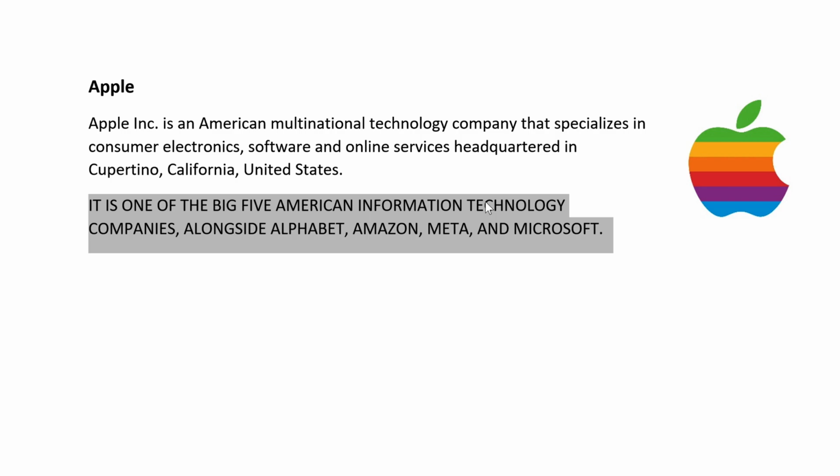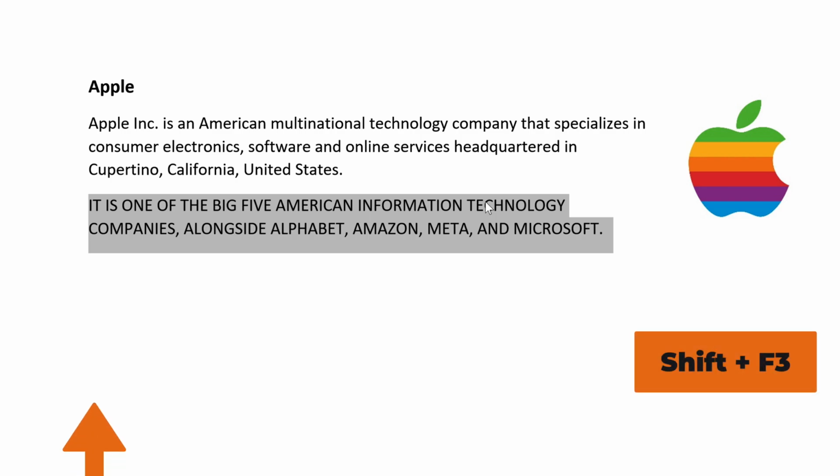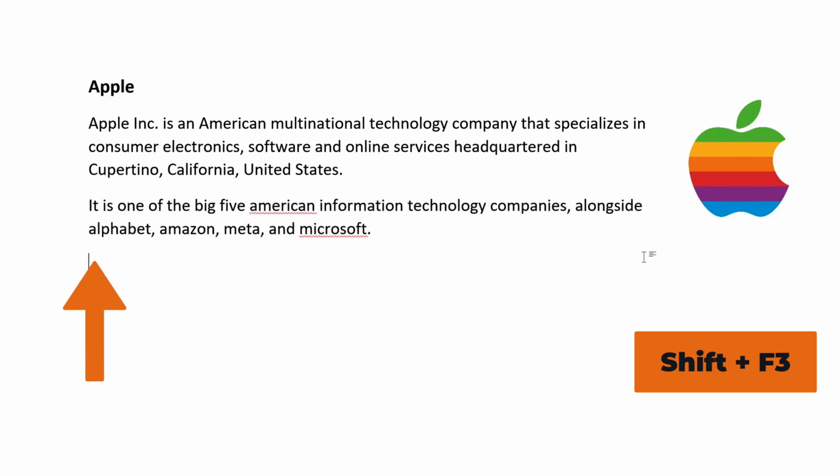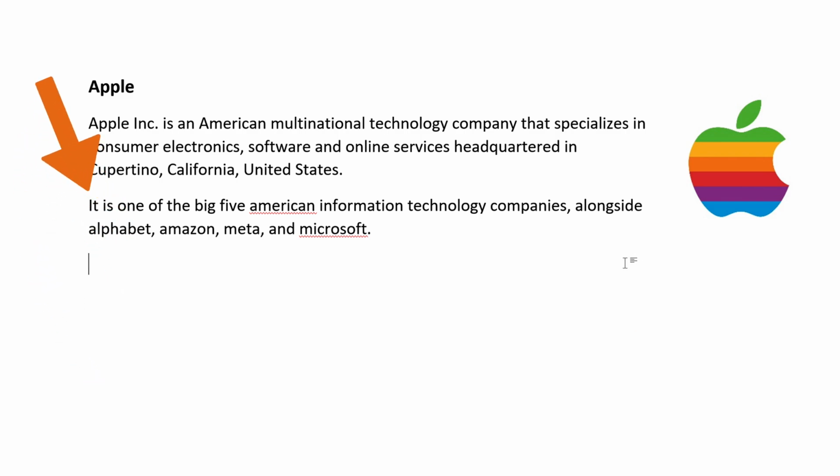If you're comfortable using keyboard shortcuts, to fix a caps lock error, press the Shift and F3 keys. This will change all your highlighted text to lowercase. If you press and hold the Shift and F3 keys again, the highlighted text will change to sentence case. That means that the first letter of each sentence will be capitalized.